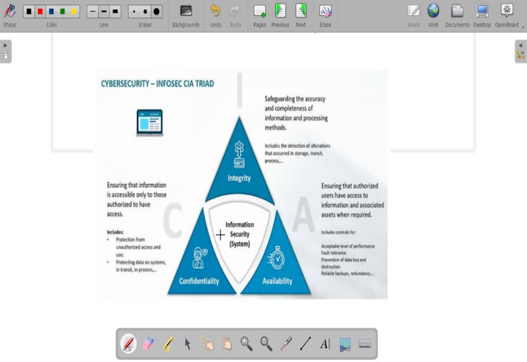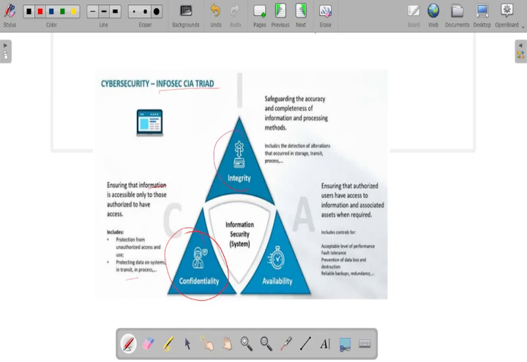You can check this diagram. This is the cyber security infosec CIA Triad. The first one is confidentiality. In case of confidentiality, you can ensure the information will be accessible only to authorized parties who have access. So we can protect our information from unauthorized access. We are protecting our data on the system, during transit, and in process.